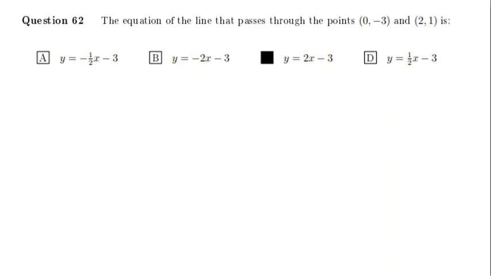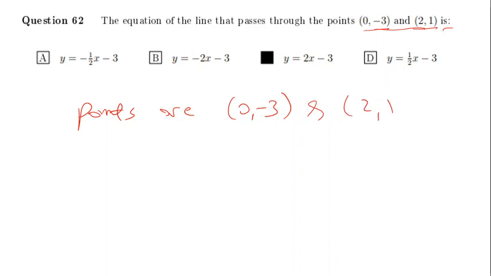Now the equation of the line that passes through the points (0, -3) and (2, 1). It's asking for the equation of the line that passes through these two points. So we know the points are (0, -3) and (2, 1). These are on the line.